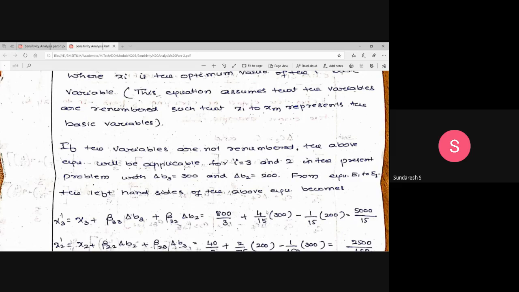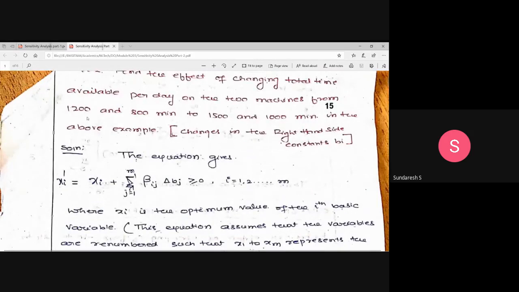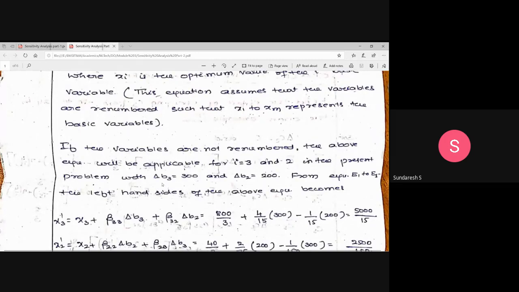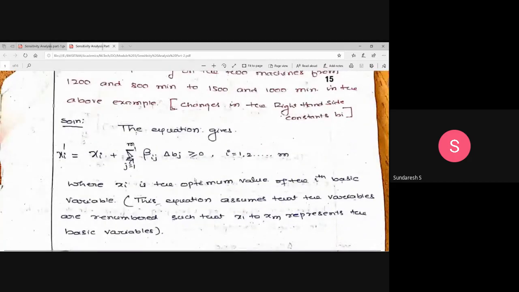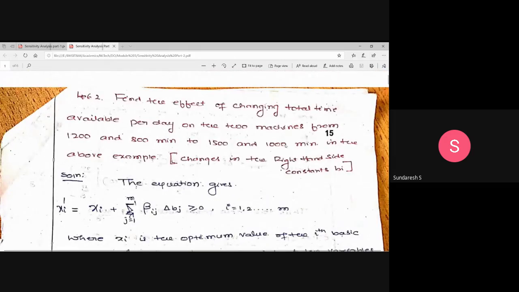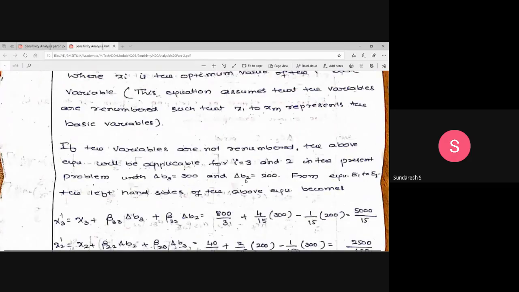How did we get 300 and 200? Delta B3 is the difference between the two values. Previously it was 1200, now it has been changed to 1500. So the change in the third right hand side constant is 1500 minus 1200, that is 300, which constitutes delta B3. Similarly for the second one, 800 to 1000, so 1000 minus 800 gives delta B2 equal to 200. Please remember this.